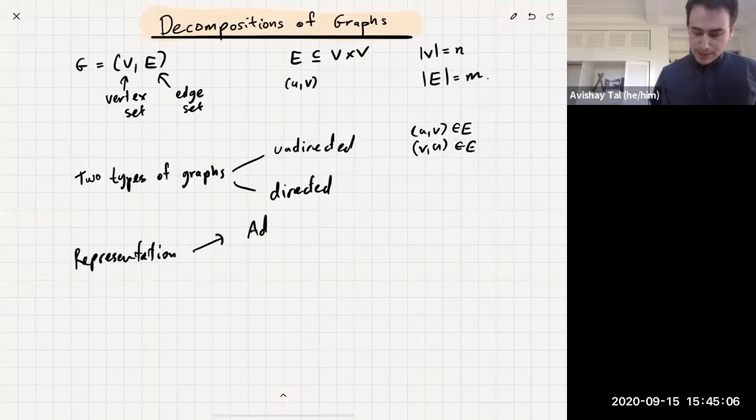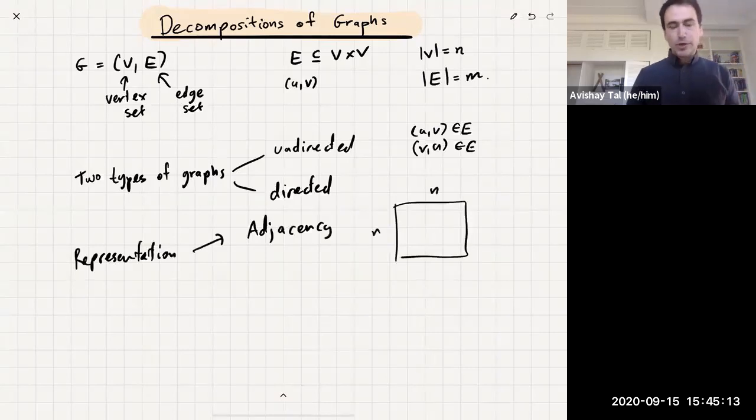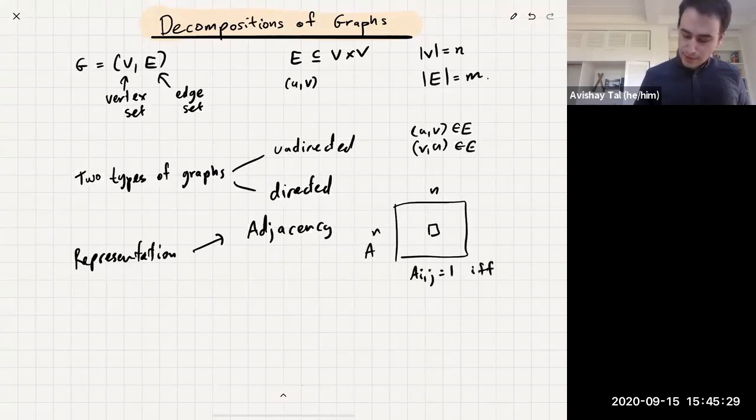So we can have an adjacency matrix. I just write an n by n matrix where each row corresponds to a specific vertex and each column also corresponds to a specific vertex. And I put, on the ij, let's call this matrix A, a_ij equals 1 if and only if, let's say, the ith vertex and the jth vertex are connected, meaning that there's an edge from the ith vertex to the jth vertex.